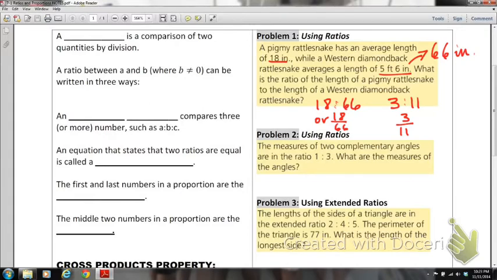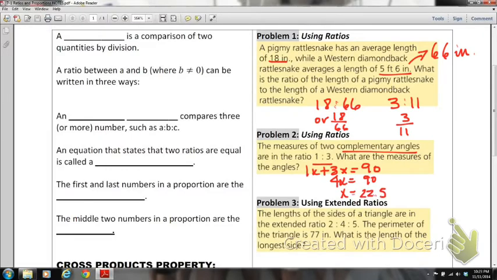On the second problem of using ratios, the measures of two complementary angles are in the ratio of 1 to 3. Remember that complementary angles are two angles whose sum is 90, and it wants to know the measure of each angle. So anytime you have numbers in a ratio, you can express this as 1x and 3x. These are two angles, and we need them to add together to be 90 since they're complementary angles. So 4x is 90, solve that. So x is equal to 22.5.